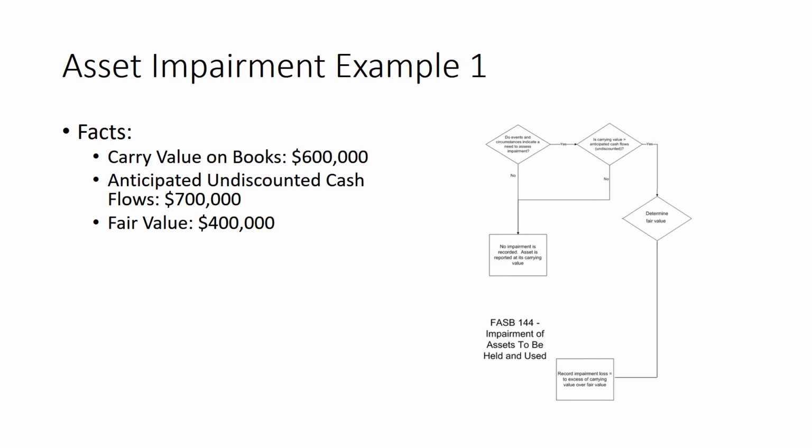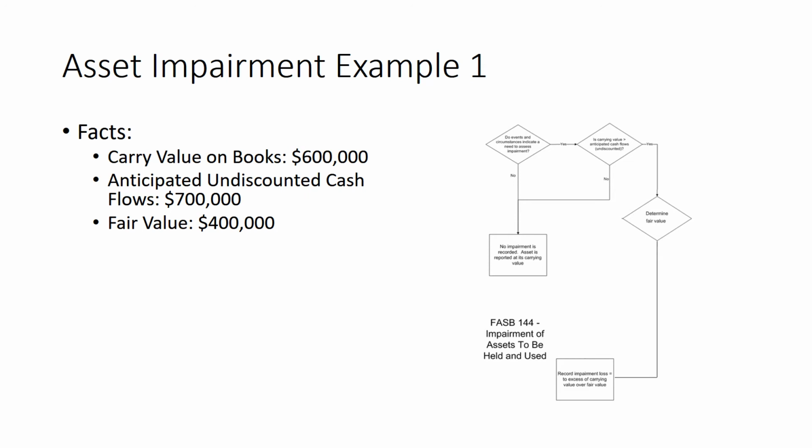Let's work on a couple of examples. Imagine you have a long-term asset. The carrying value on the books is $600,000. The anticipated undiscounted cash flows is $700,000, and the fair value is $400,000.